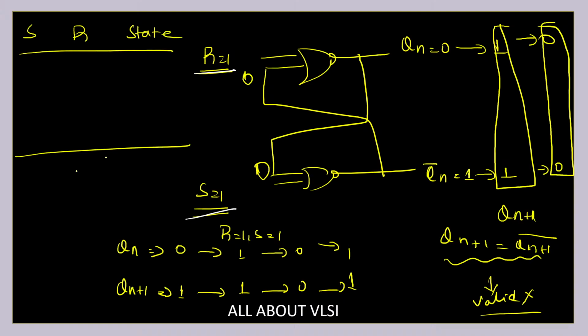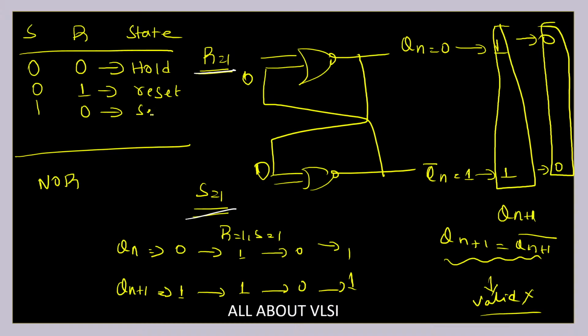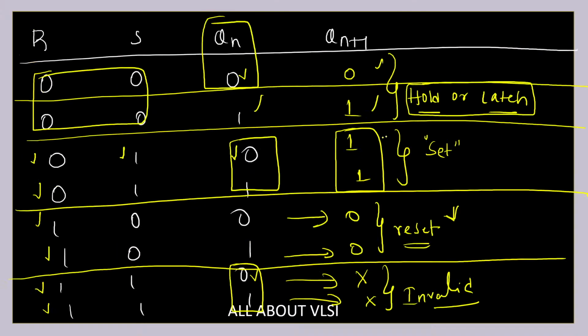So in the case of your NOR based SR latch, whenever S is equal to 0 and R is equal to 0, it's a hold condition. For 0, 1, it was a reset condition. For 1, 0, it was a set condition. And for 1, 1, you are going to get an invalid condition, when working with my NOR based SR latch and the derivation we derived in a previous session.